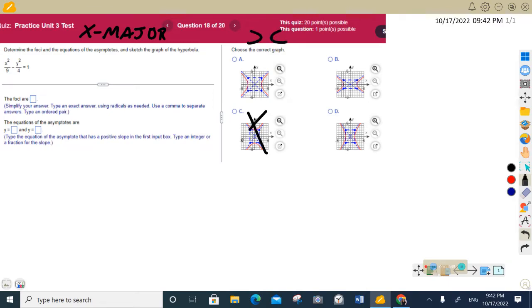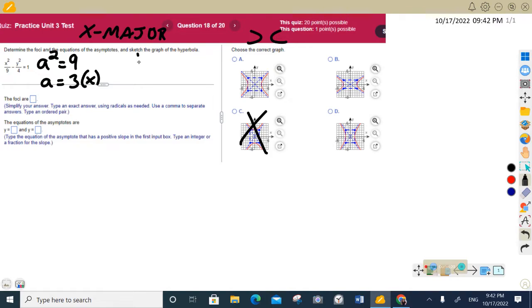So I know it's not C. That's the only one I can eliminate, okay? Well, I got a 1 out of 3 chance. Next, my a squared is 9, so my little a is going to be 3. That's how far I'm going to go in the x direction. I'm going to go 3 right, 3 left from the center. By the way, the center is 0, 0 because nothing is added to x, nothing is added to y. So the center is 0, 0. You'll notice the center is 0, 0 in all of these.